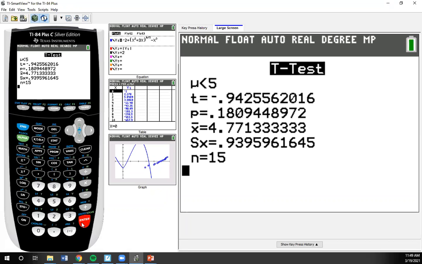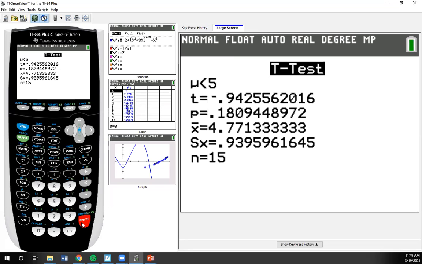So t-test is the place that you go in the calculator. In this case, you had data in list 1, so you're telling it to use list 1. And then it'll tell you what the mean and standard deviation and all the numbers that you need are.